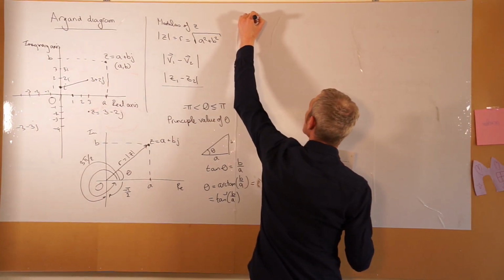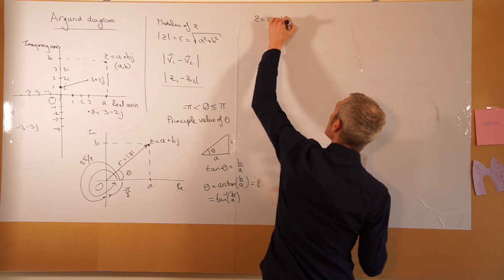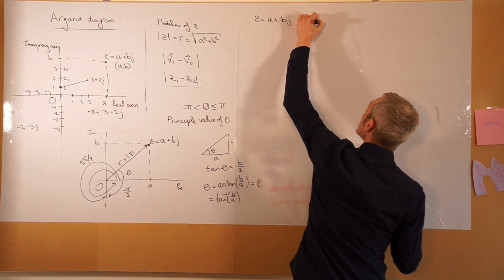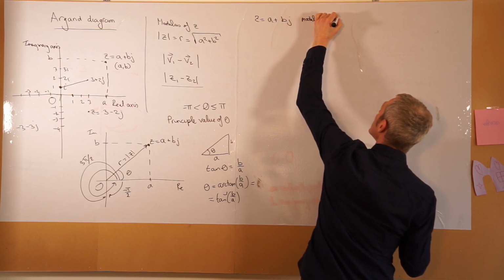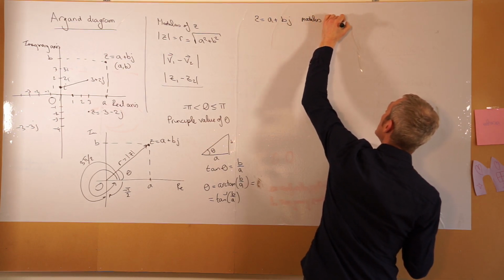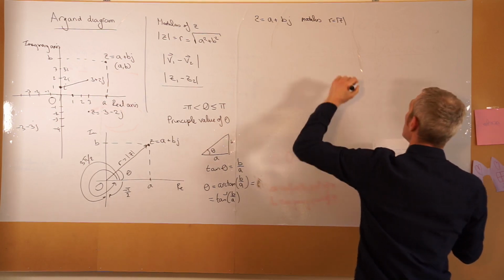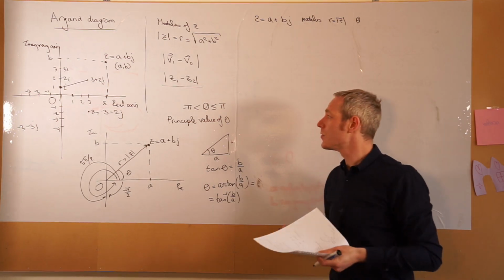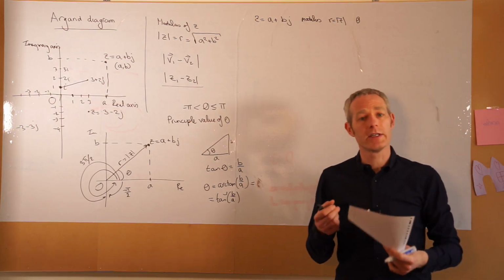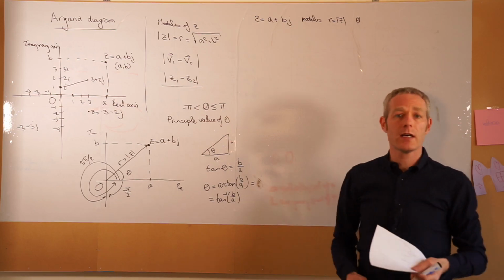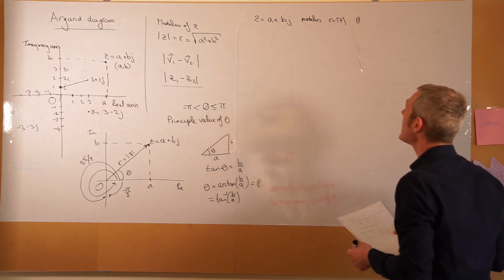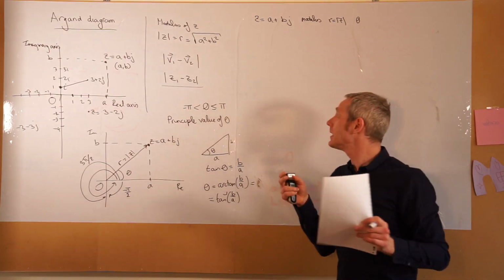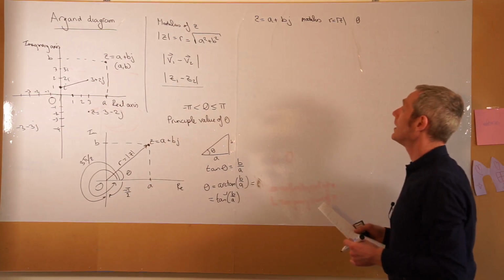z is equal to a plus b times j, with modulus r equal to the length of z. We have argument theta, and this allows us to write our complex number in a different way. This way is the Cartesian way, where we have coordinates on the x and y, well, our real and imaginary axis.